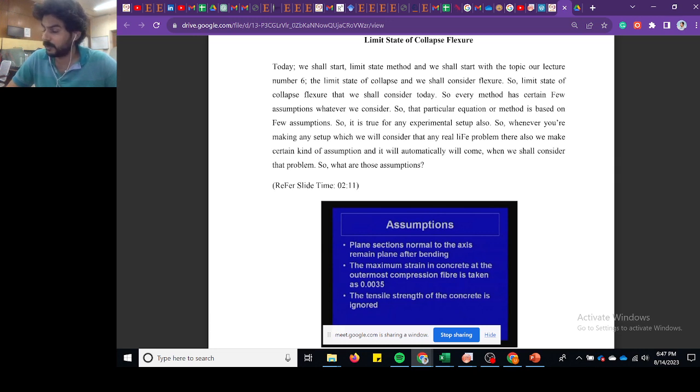Okay, so why is limit state good, or which one is better, limit state or working stress method? What is your opinion?